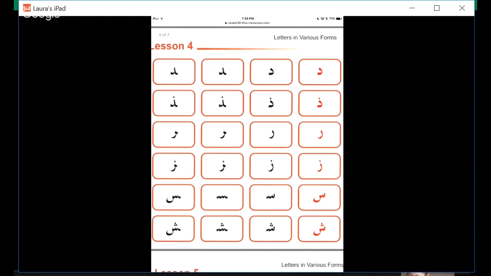Okay, so you only have two shapes for dal and also for thal. You'll notice they make the same changes, dal and thal. You have your isolated form and your connected form, just the two forms. Same thing with ra and zay. You have the isolated forms of ra and zay, just like the letters that we learned last week, and then the connected form of ra and zay, the connected forms.